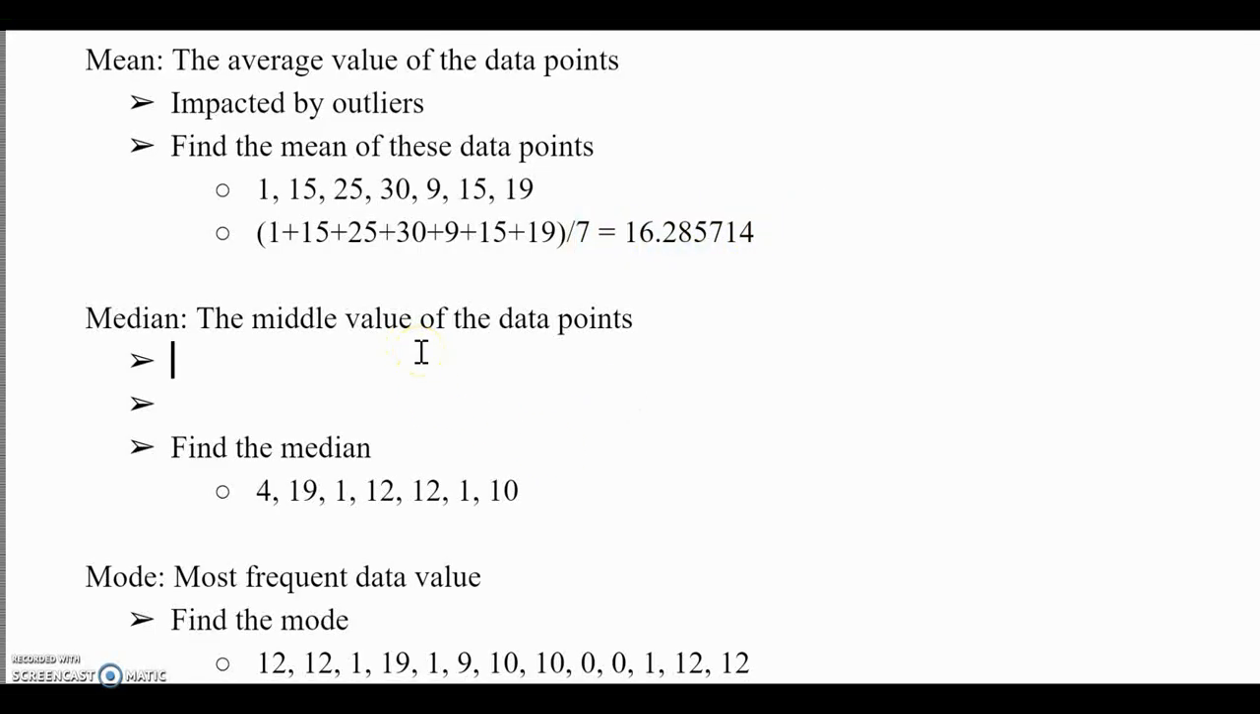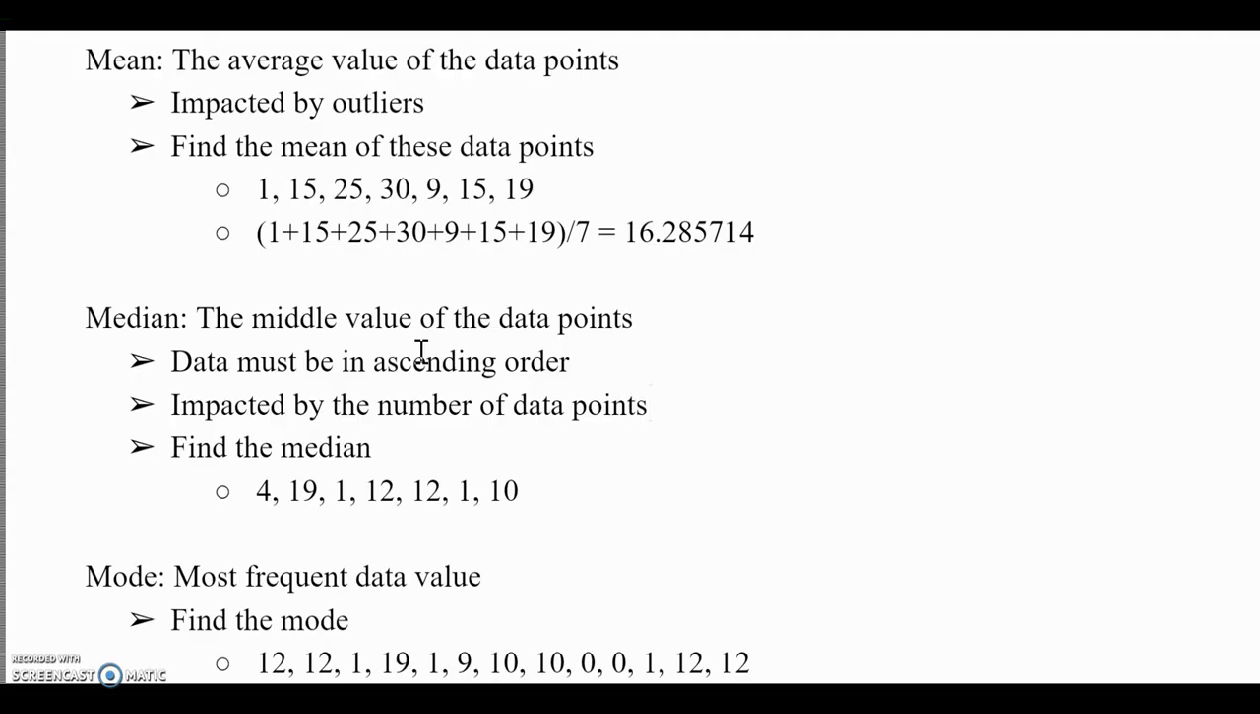Next is the median. So median is just the middle point of all data values. As I mentioned above, when I talked about center, you generally refer to what the median value is. Firstly, the data must be in ascending order, which means lowest to highest. It is impacted by the number of data points. If I had 5 data points, the median would be a lot different than if I had 500 data points.